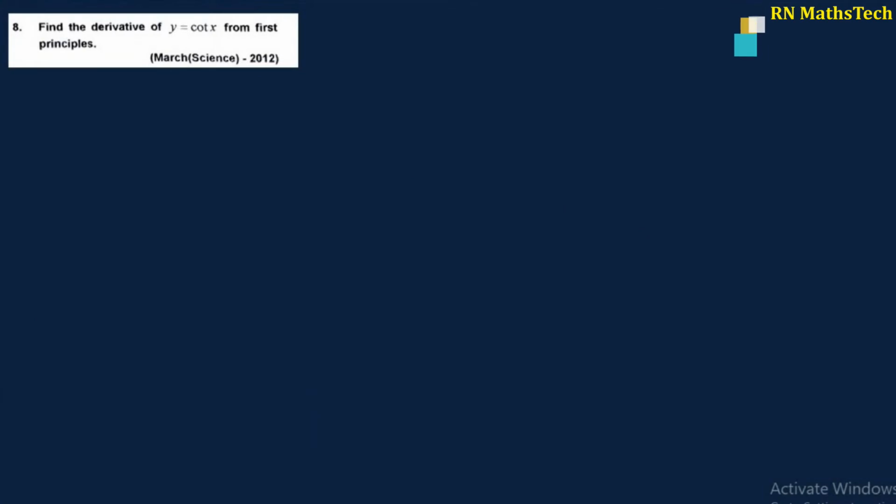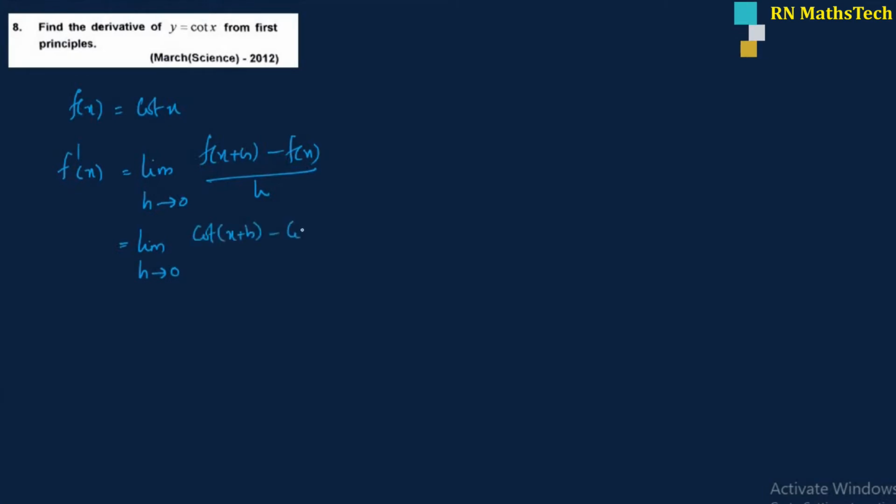Next one, find the derivative of y is equal to cot x from first principle. f of x is equal to cot x. Okay, f dash of x is equal to limit h tends to 0, f of x plus h minus f of x divided by h. That's equal to limit h tends to 0, cot of x plus h minus cot x divided by h.